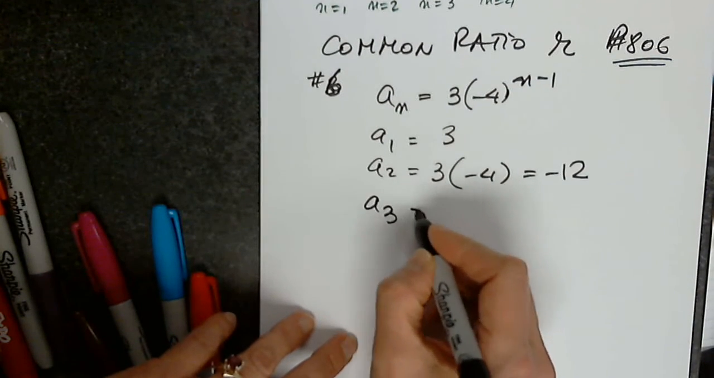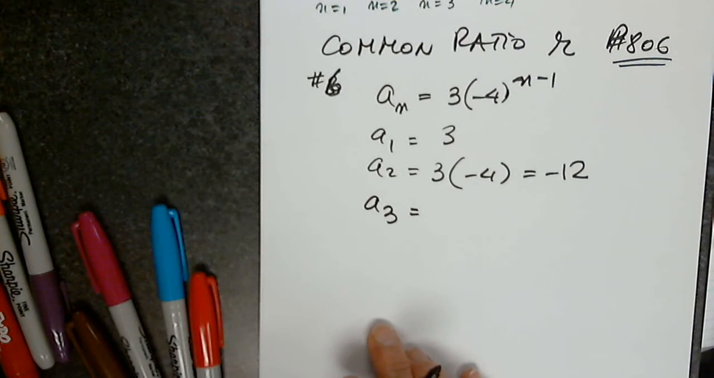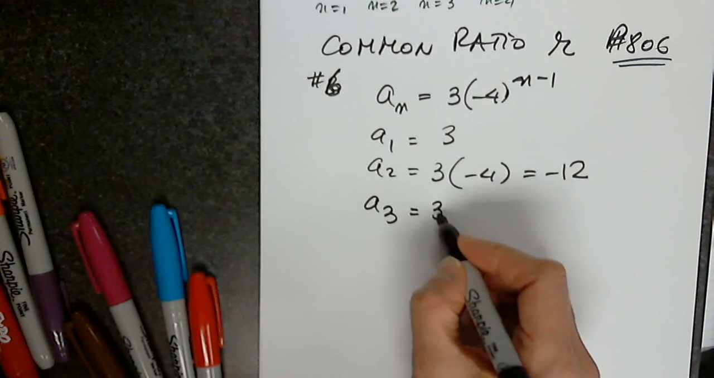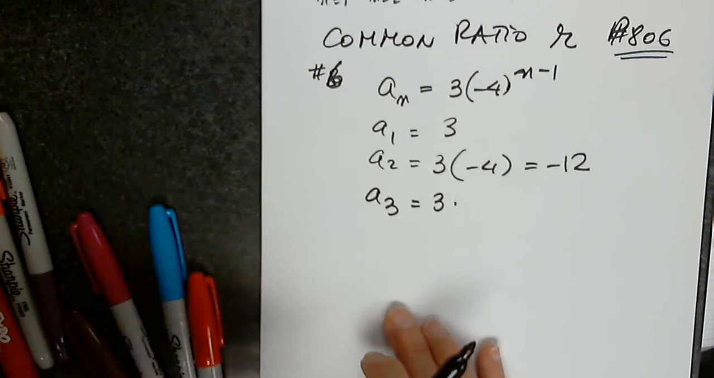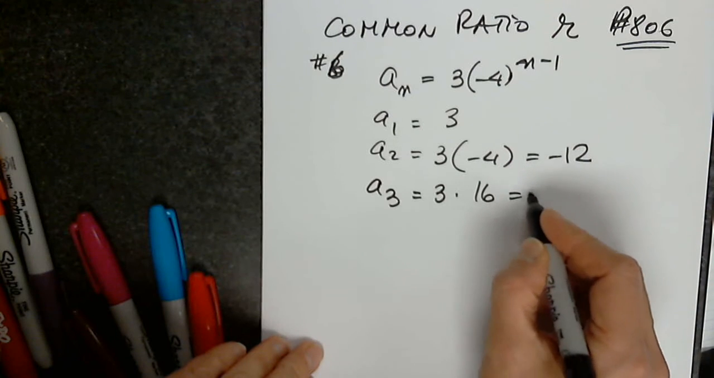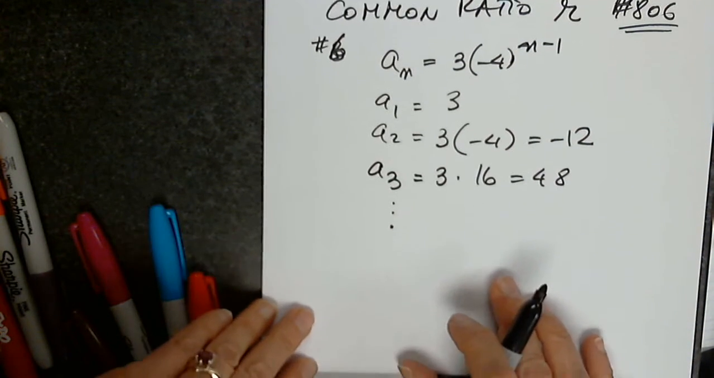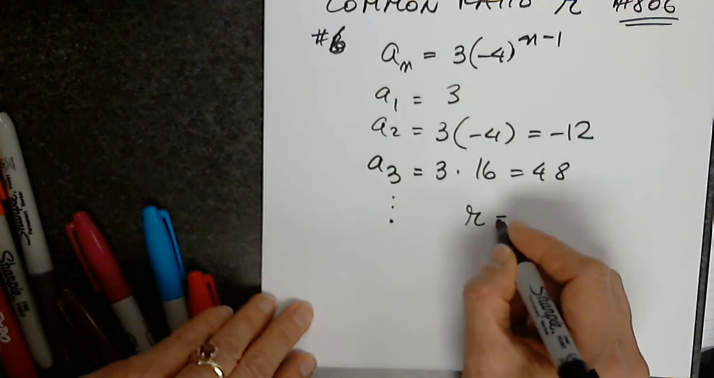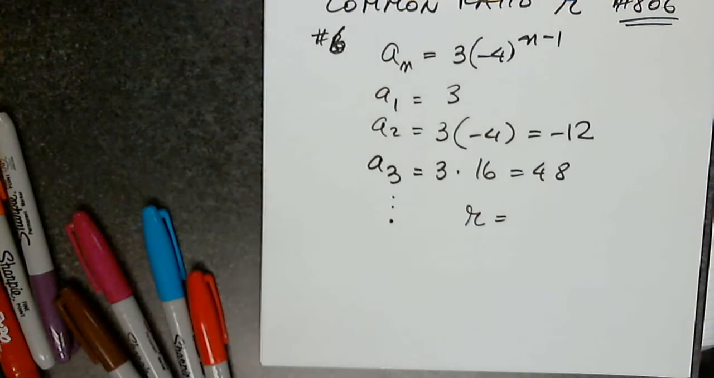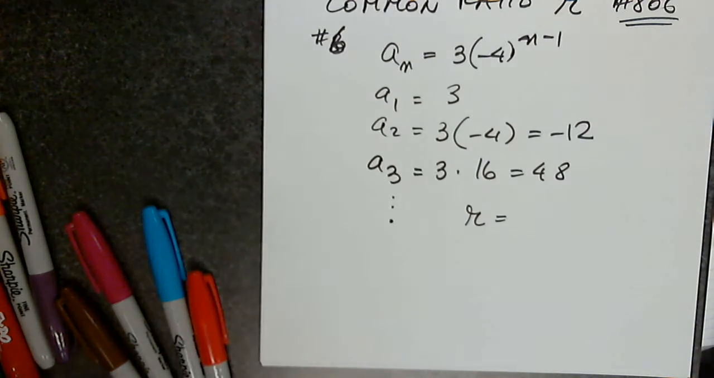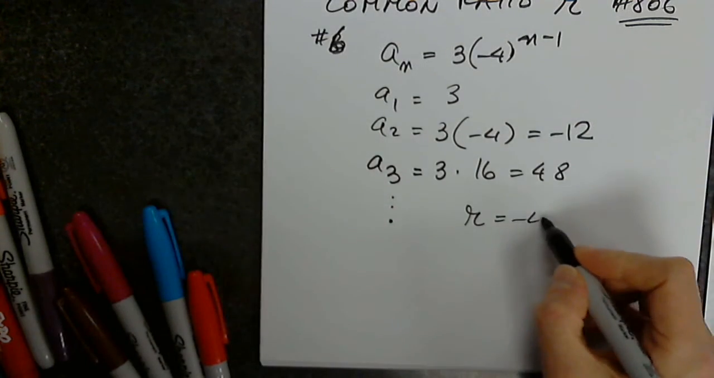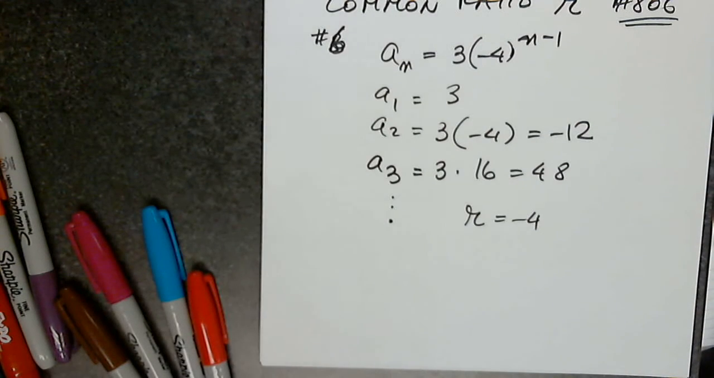Okay, let's look at also A3. So this will be 3 multiplied by 16, awesome, 48. And we can continue forever, correct? Okay, can anyone give us the ratio? What did I multiply A1 by to get A2? Negative 4. What did I multiply A2 by to get A3? Negative 4. Correct. And that is the common ratio.